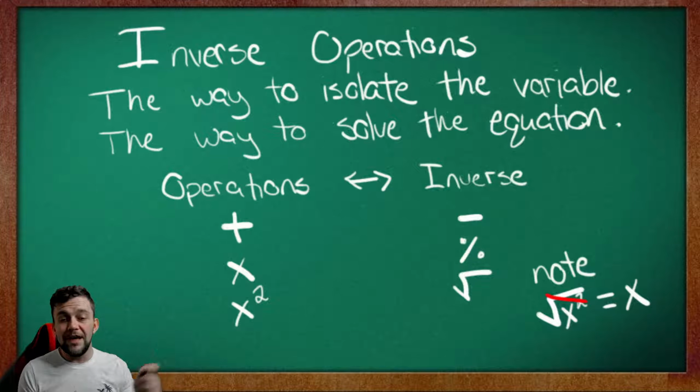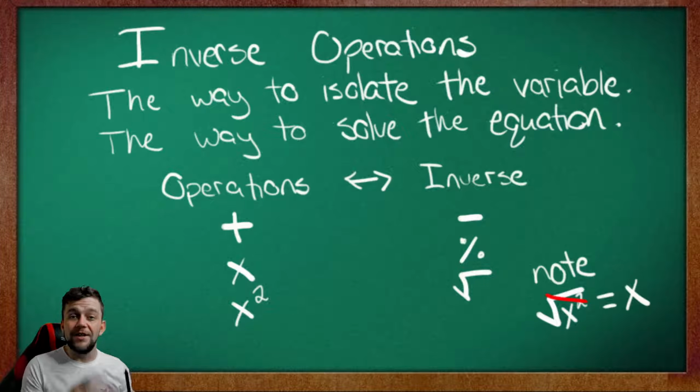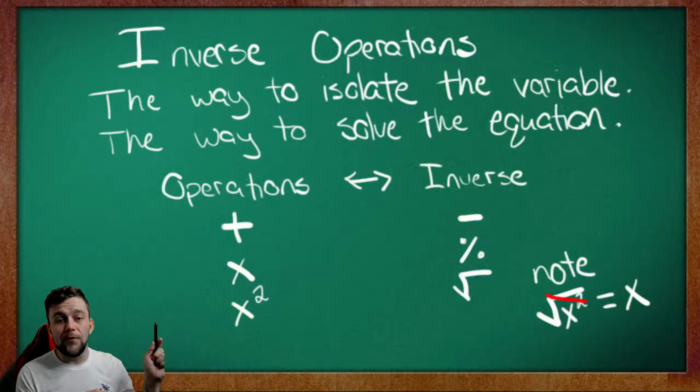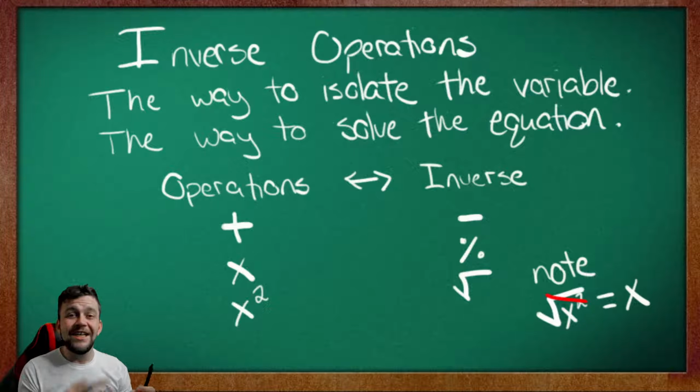And then you have an exponent, which we're not going to deal with today, don't worry about it, but the inverse of your exponent, or taking something to the power of something, is to root it, over on the other side. And then I have that little note of the square root of x squared equals x. If you notice, they cancel each other out, right? So whenever you perform an inverse operation, it cancels out the operation.